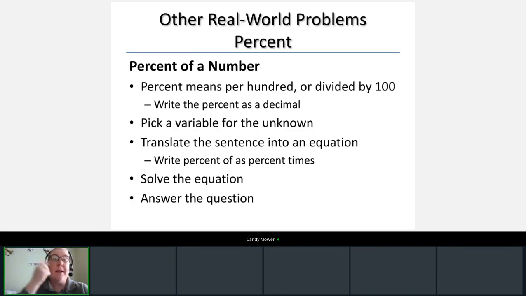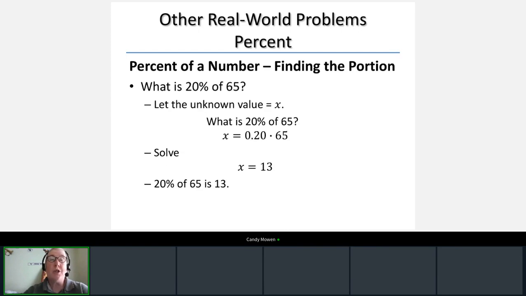Percent of a number, again, it means out of 100. Write the percent as a decimal. You pick a variable for the unknown. Translate the sentence into an equation. Write the percent "of" as percent times. Solve the equation. Answer the question.